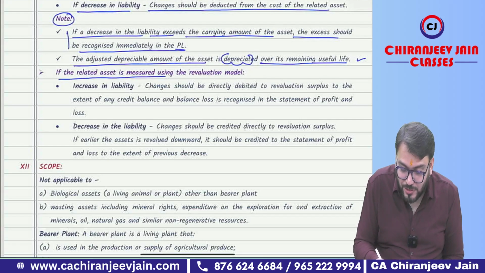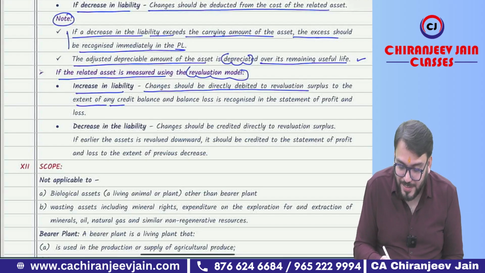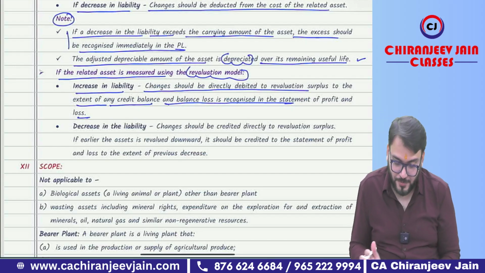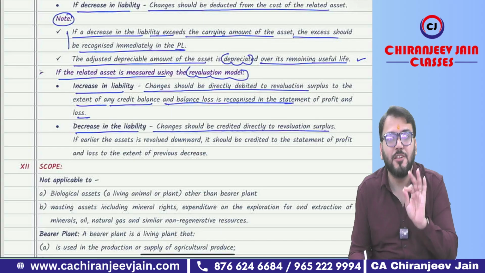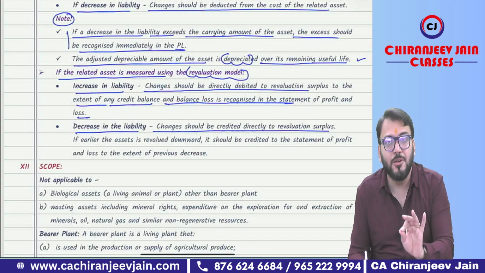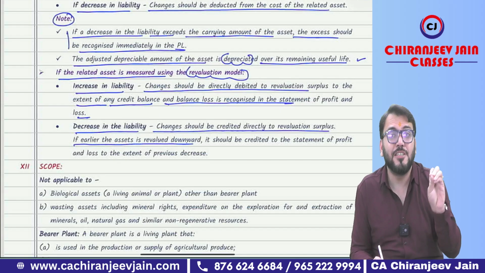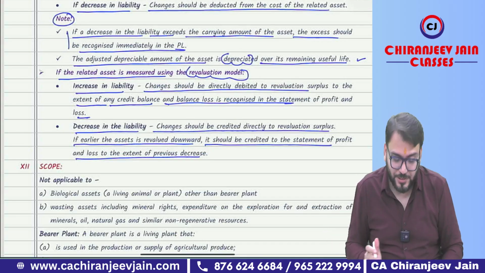If the related asset is measured using the revaluation model, an increase in liability changes is to be directly debited to revaluation surplus to the extent of any credit balance. Any balance loss is recognized in SOPL. Same thing I have said: revaluation reserve account debit, PL account debit, to provision. A decrease in the liability changes is to be credited directly to revaluation surplus. The journal entry will be provision account debit to revaluation reserve. If the asset was earlier revalued downward, there was some loss which was already debited to PL. Now it will reverse. It should be first credited to SOPL to the extent of the previous decrease, and of course any balance gain will be transferred to revaluation reserve.